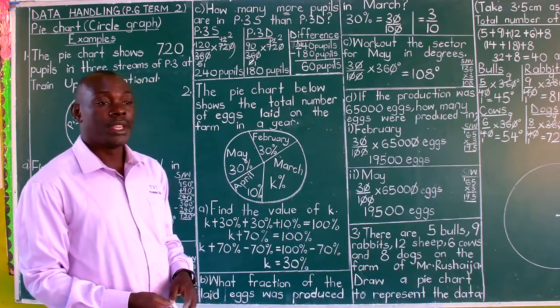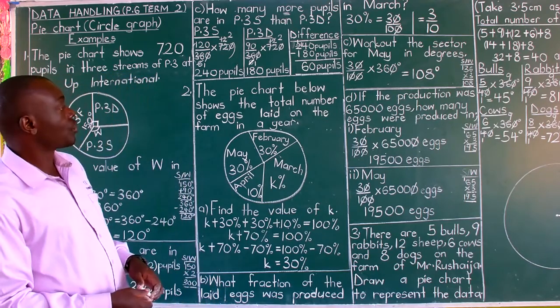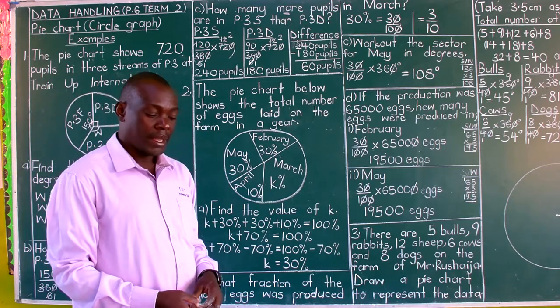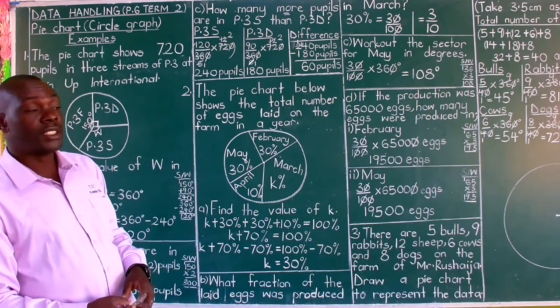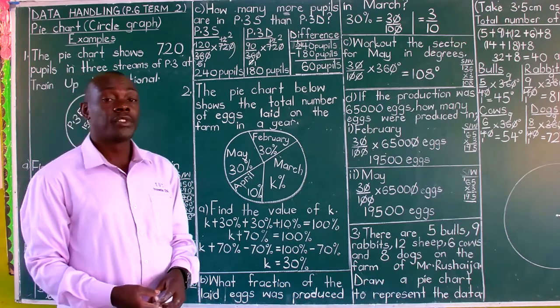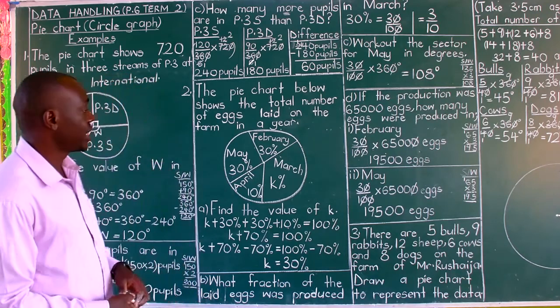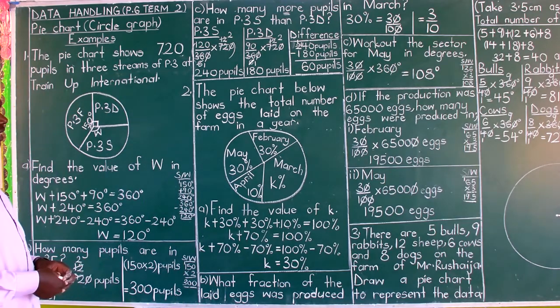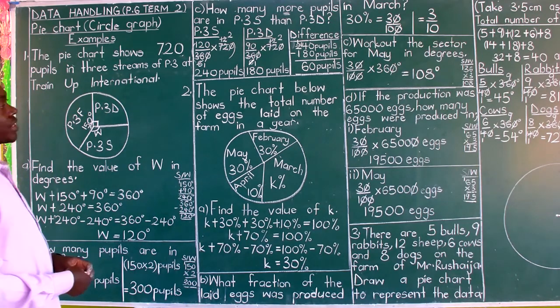So that's how we deal with a drawn pie chart whose information is given in degrees. And now we look at when the information is displayed in percentage form. That is example number 2. And so does it read.